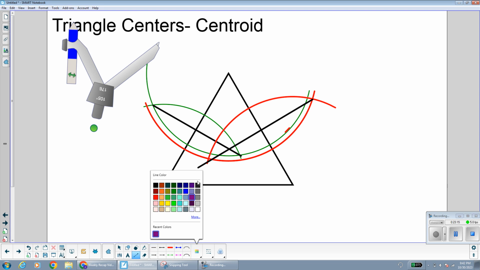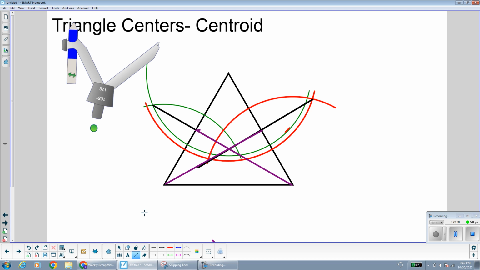So since we have perpendicular bisectors here, we have the midpoints of the sides that we bisected. So all we need to do is take our straight edge and connect the midpoint to the opposite vertex. And same thing over here, midpoint to opposite vertex. And now we can see where the centroid is. The centroid is the point where the medians meet. Remember, medians connect midpoint of a side to the opposite vertex.